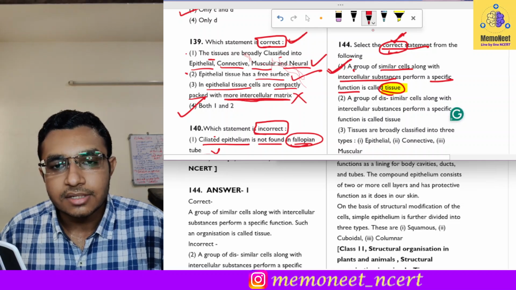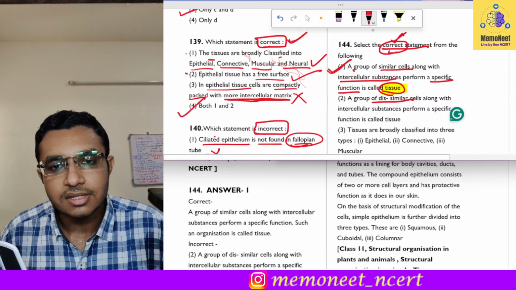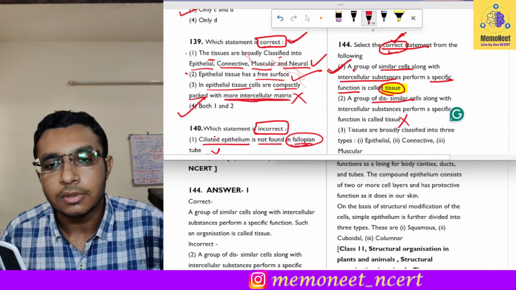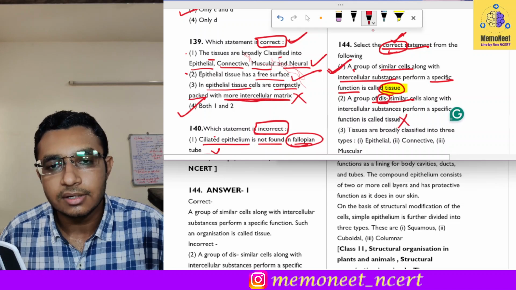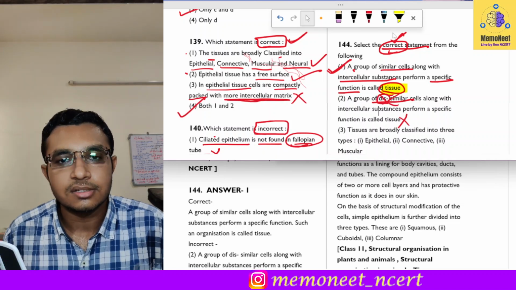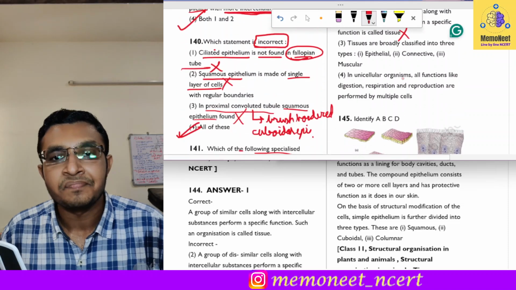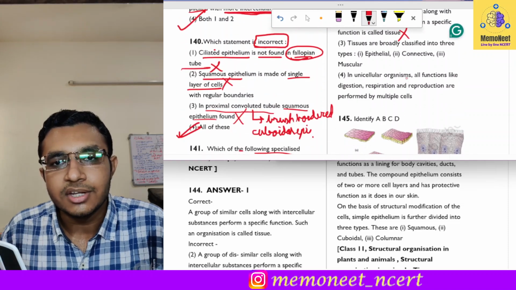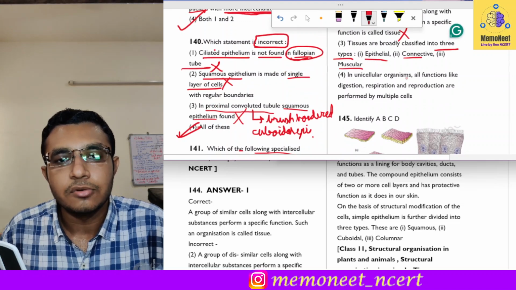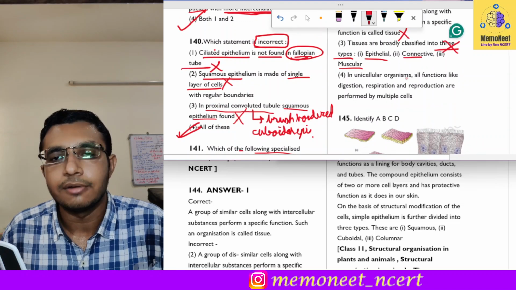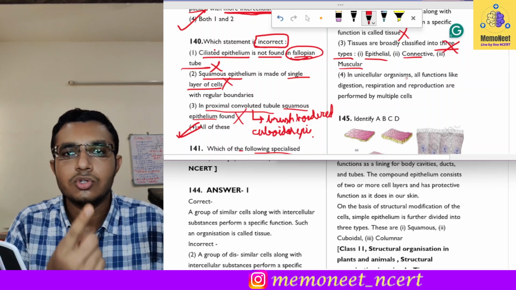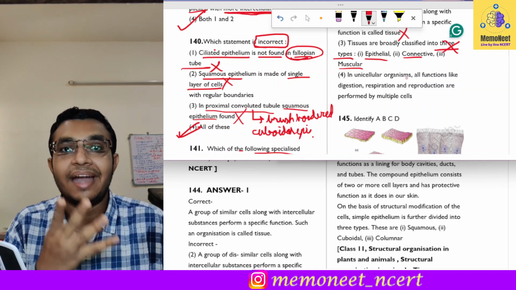The second is a group of dissimilar cells along with intercellular substances perform a specific function is called tissue. No, this is incorrect. Why? Because here this is dissimilar cells, but in a tissue there are similar cells. So second statement is incorrect. The third statement is tissues are broadly classified into three types: epithelial, connective, and muscular. So that is also incorrect. Why? Because tissues are classified into four types: epithelial tissue, connective tissue, muscular tissue, and neural tissue.